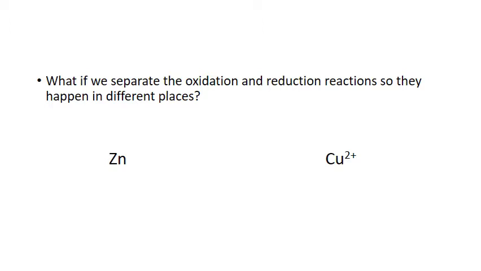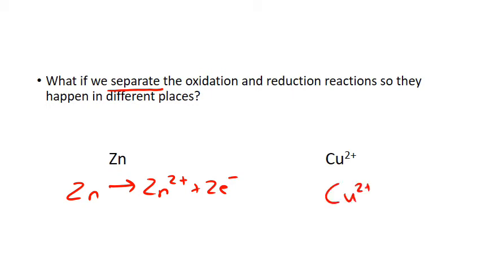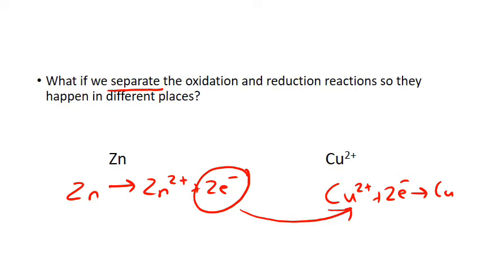But what if we could separate the oxidation and reduction reactions so they happen in different places? Theoretically, we should be able to do that. I should be able to have zinc being oxidized to form zinc 2 plus and 2 electrons. And in a different spot, I should be able to have copper gaining those 2 electrons to form copper, as long as there's some way for these electrons to move over to the copper.